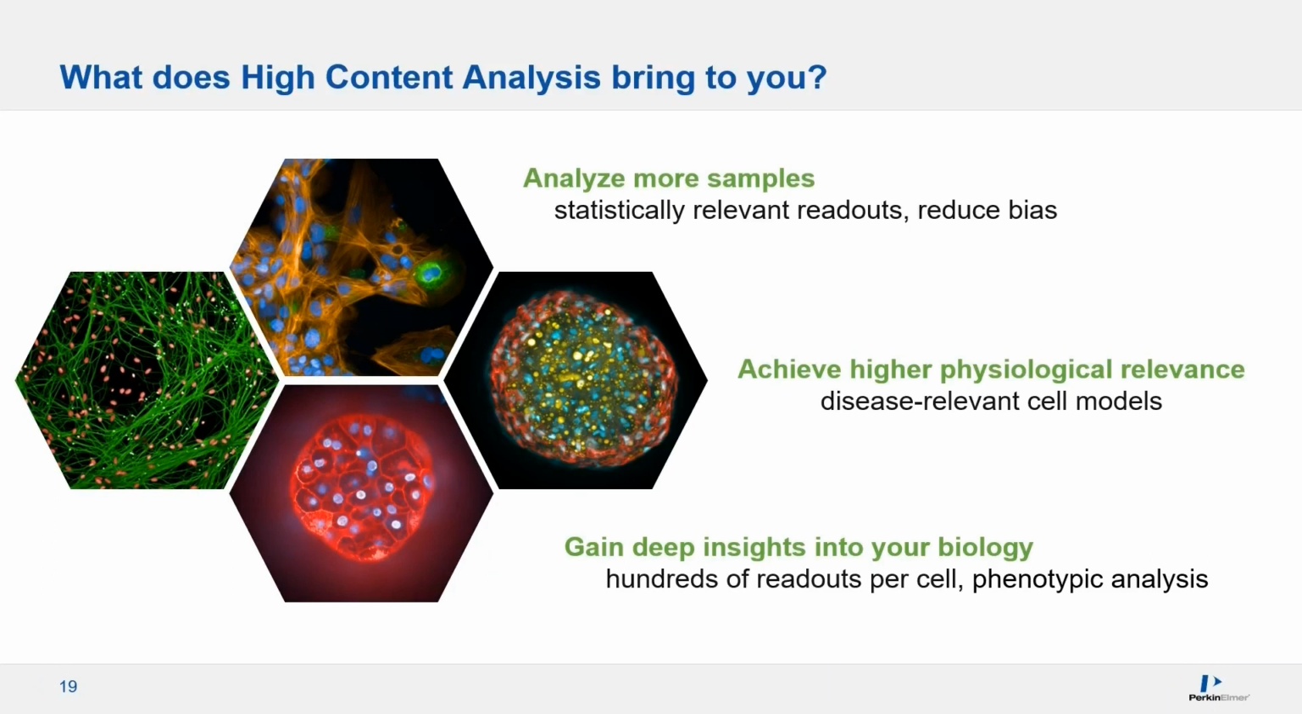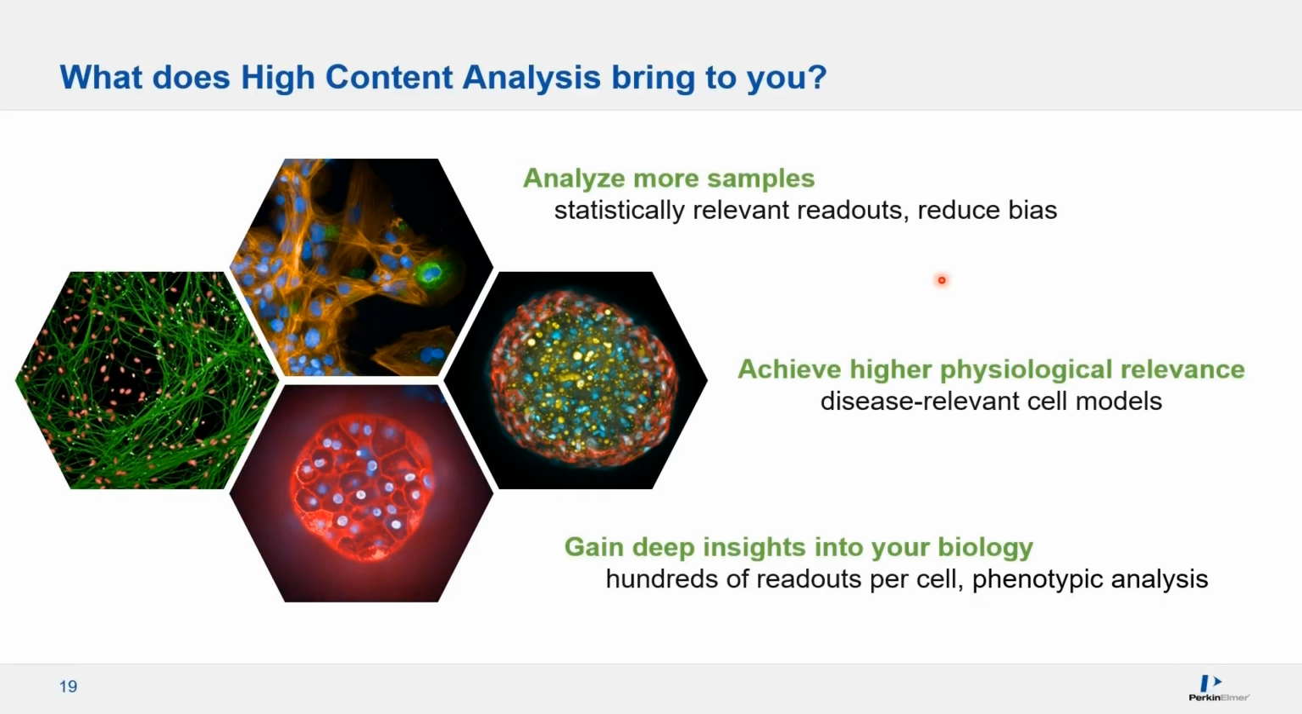It also allows us to achieve higher physiological relevance as compared to a biochemical assay, for example, that looks at the binding interaction of a compound to its target protein, and it is often lacking physiological relevance because the cellular environment is missing. Therefore, high-content imaging is the ideal technology to analyze complex models like 3D microtissues, spheroids, and organoids. And this method and technology will allow us to gain deep insight into the biology.